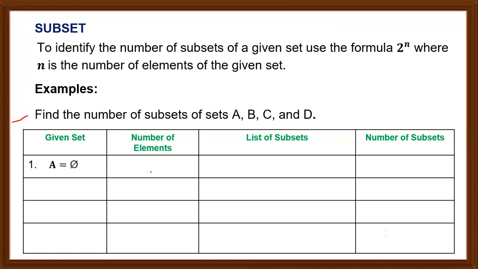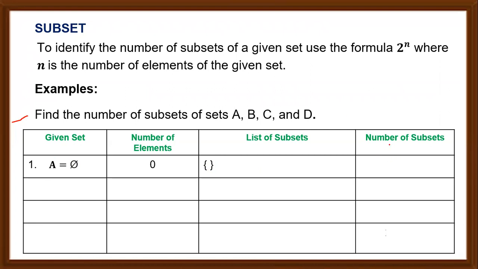Ibig sabihin niyan, ilan ba yung number of elements niya? Automatic 0. Kasi wala siyang laman, wala siyang element. So list of subsets, pag nilista mo yan, automatic, yung empty set din. Pwede naman yung open-close braces or pwede naman to. It's up to you.